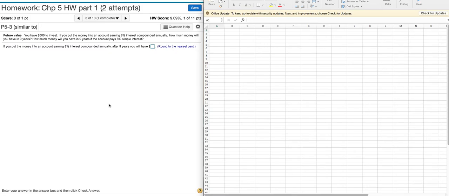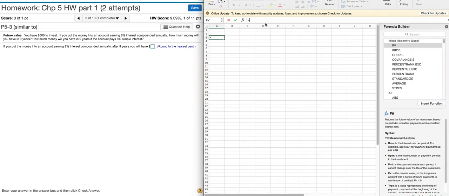This is problem 5-3, and we are looking at compounding interest versus simple interest in this question. It is a future value problem. We are starting off with $500 that we're going to invest, and we want to find out how much money we'll have in an account that is paying 8% interest, compounded annually, at the end of 9 years. We can solve that pretty quickly and easily with the formula builder.